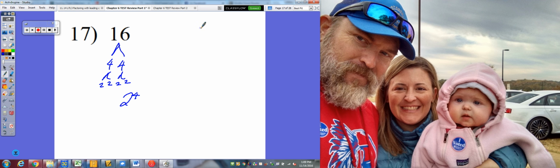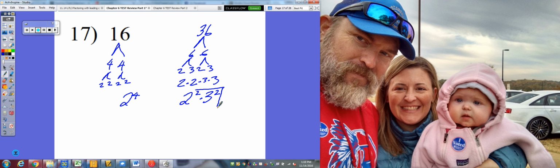Whereas if I had something like this right here, let's say 36. Well, we know that's 6 and 6, and that's 2 and 3, and that's 2 and 3. So again, I have 2 times 2 times 3 times 3. Well, that becomes 2 squared times 3 squared. And I want your answers in exponents. All right, that's the prime factorization.